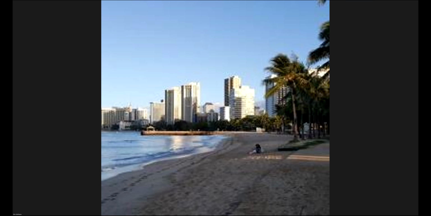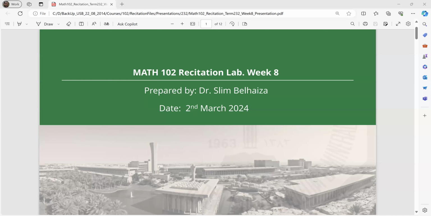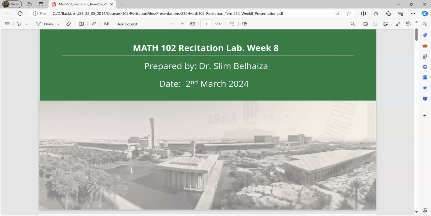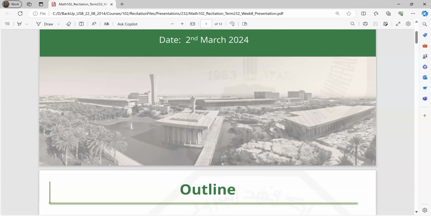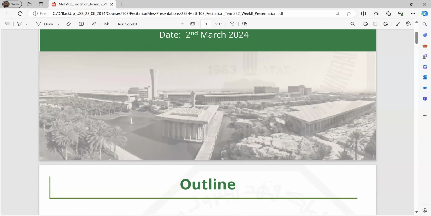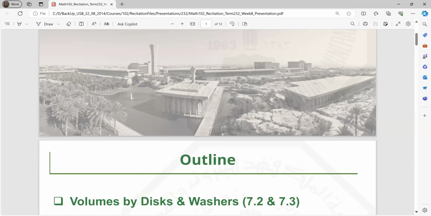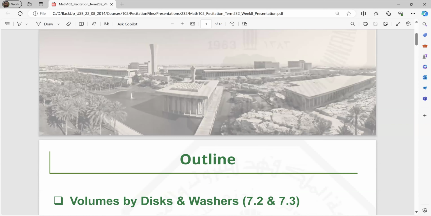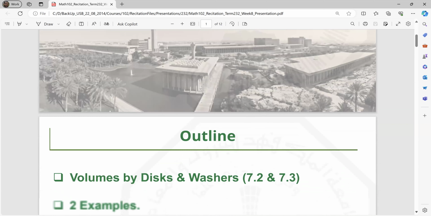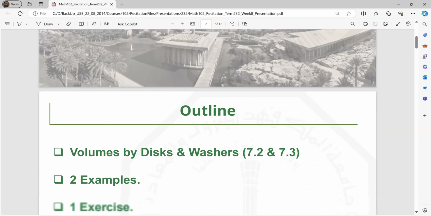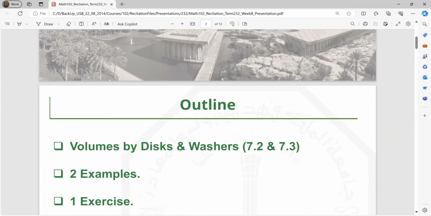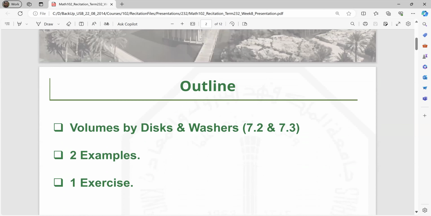Here it is. Okay. So our presentation today is about volumes using what we call the disks method or the washers method, which are mainly in sections 7.2 and 7.3. We'll see two examples together, and we'll finish with an exercise for next week.